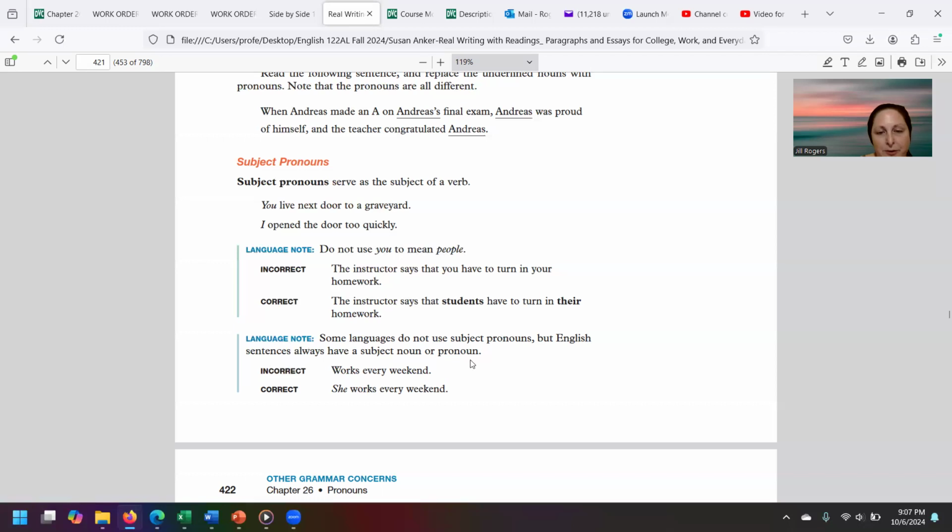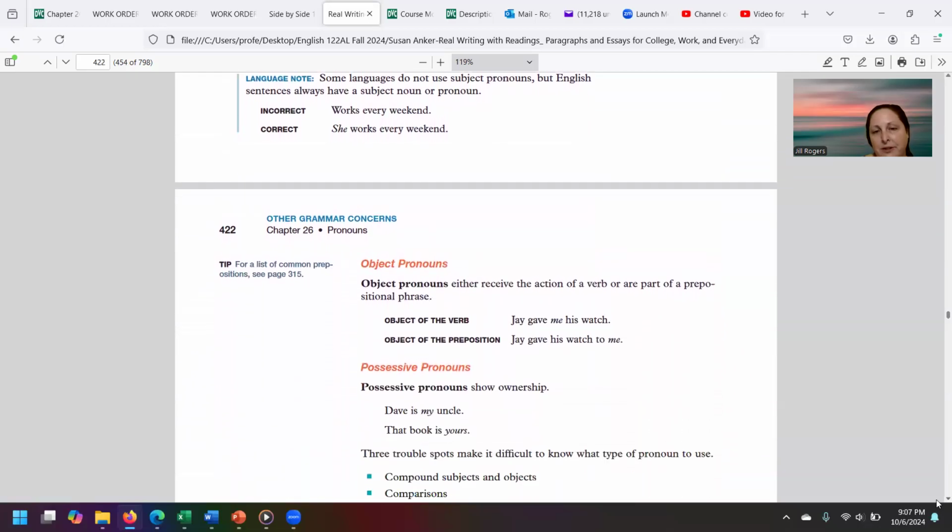All right, next we have one more language note. "Works every weekend." We need to make sure that we have a subject or a pronoun: "She works every weekend." Okay, so English always needs to have those subjects, which you guys know. But sometimes people leave out the pronouns. We can't do that in English. We have to have a subject in every sentence.